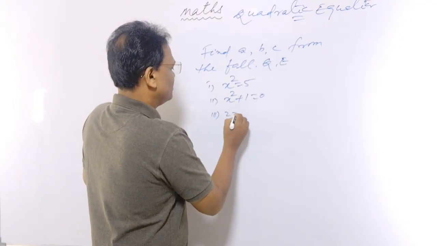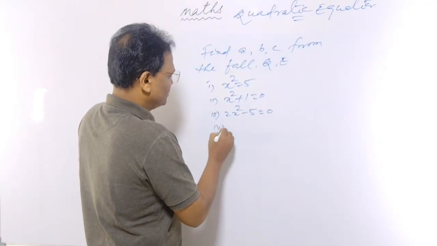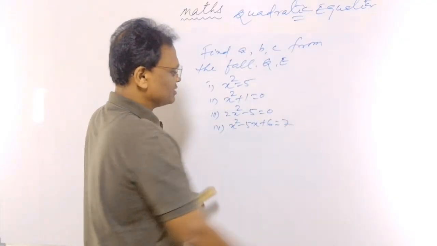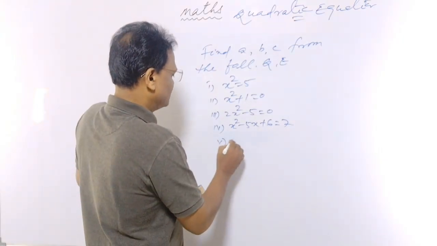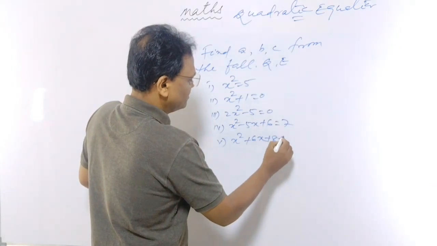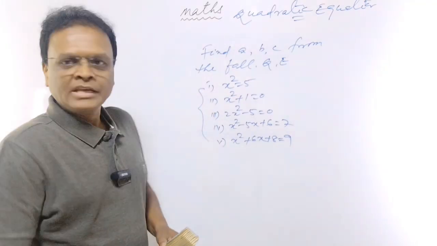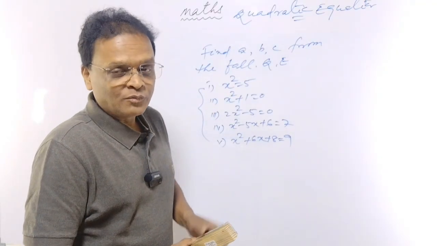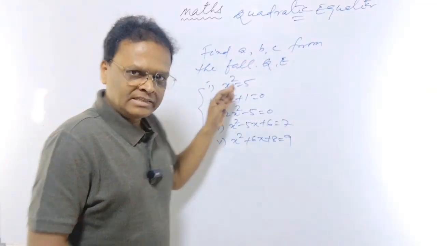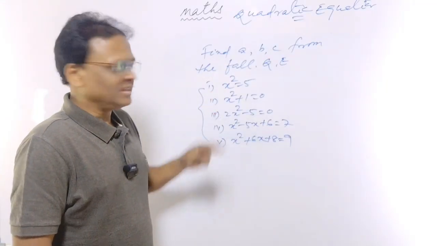Third is 2x square minus 5 is equal to 0. The fourth is x square minus 5x plus 6 is equal to 7. The fifth is x square plus 6x plus 8 is equal to 9. In all these cases, you have to check yourself. What to check? Whether you know the value of A, B and C from this quadratic equation. I think these are all quadratic equations because the highest power of x is 2. Definitely these are quadratic equations.